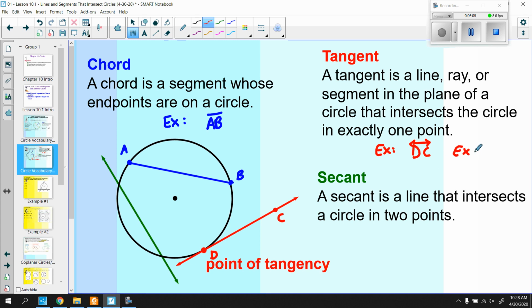Maybe let's put one more here, just because there's a few answers for this one. I shouldn't say the only answer. So ray CD would be starting here, going forever that way. And the reason I know it's tangent is because it's only intersecting my circle in one spot, point D, which we call a point of tangency, okay?